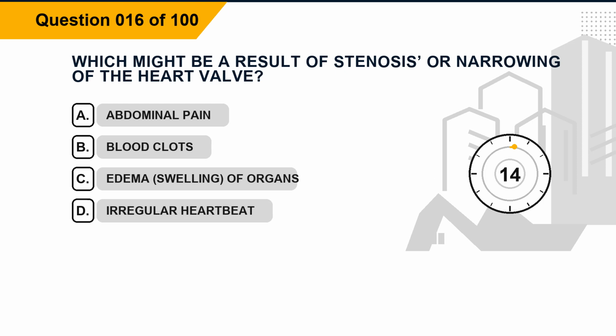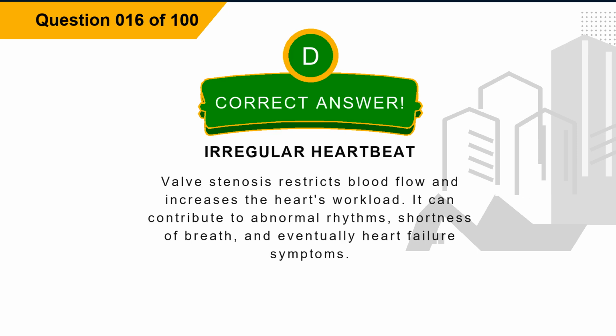Question 16. Which might be a result of stenosis, or narrowing of the heart valve? Option A, abdominal pain. Option B, blood clots. Option C, edema, swelling, of organs. Option D, irregular heartbeat. The correct answer is option D, irregular heartbeat. Explanation. Valve stenosis restricts blood flow and increases the heart's workload. It can contribute to abnormal rhythms, shortness of breath, and eventually heart failure symptoms.